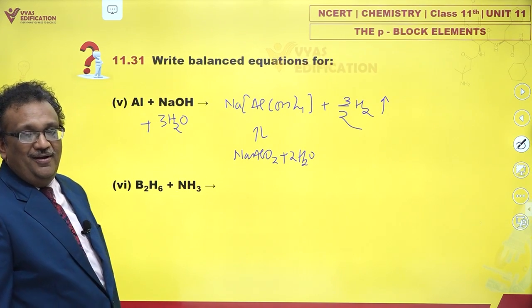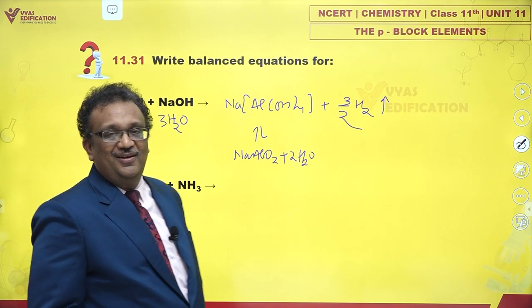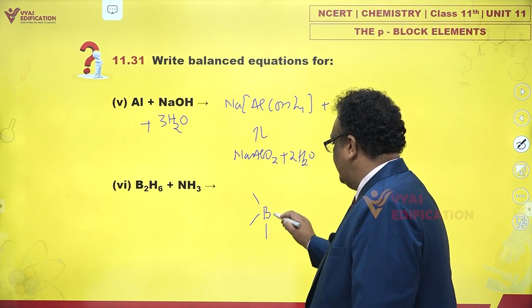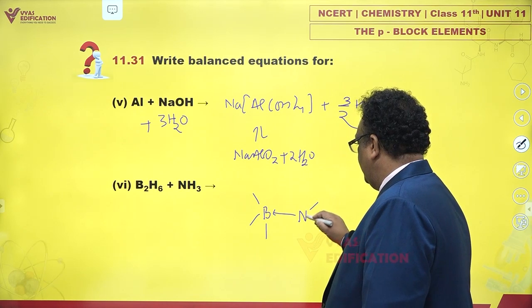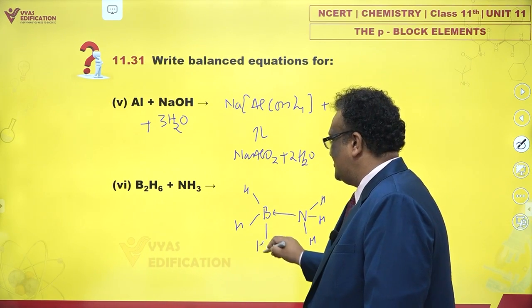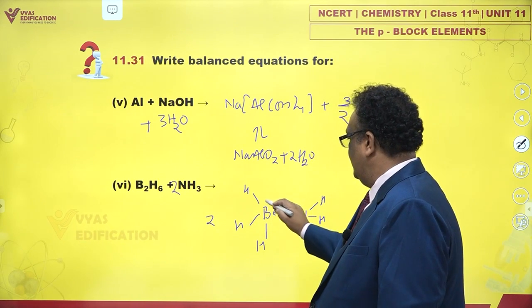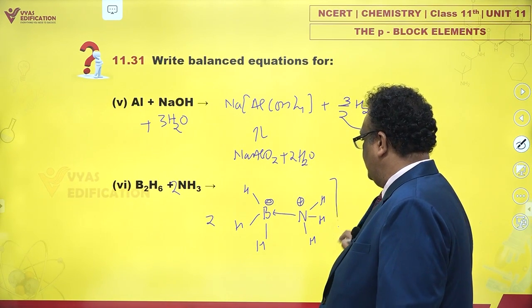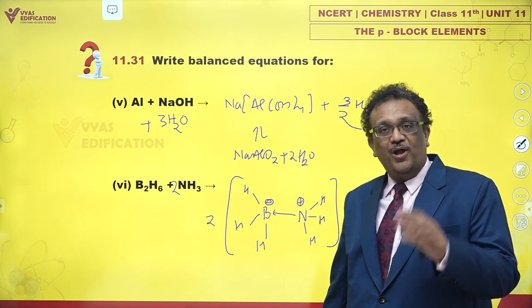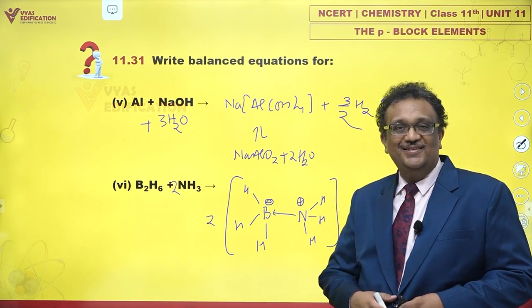Diborane plus ammonia, again a very striking reaction. You get what we say as BH3NH3 complex like this. You get an adduct, addition product or an adduct like this.